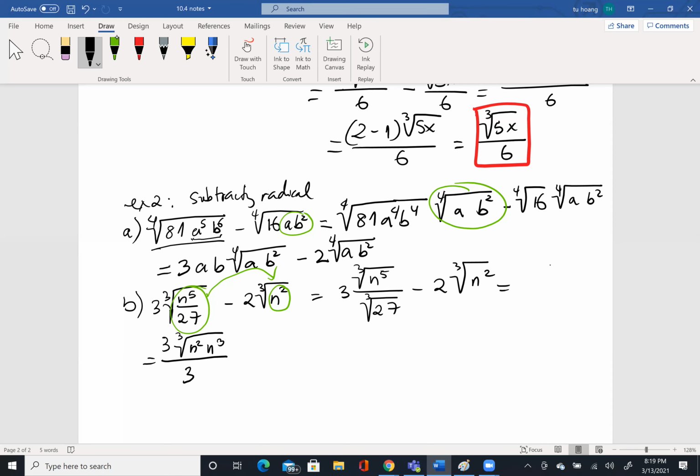Okay, so I'm going to minus 2 cube root of n to the power 2. And now I can cancel the 3 on top and the 3 on the bottom here, and I can rewrite it as cube root of n to the power 3 multiplied by cube root of n to the power 2 minus 2 times cube root of n to the power 2.